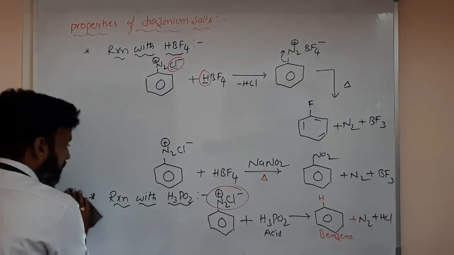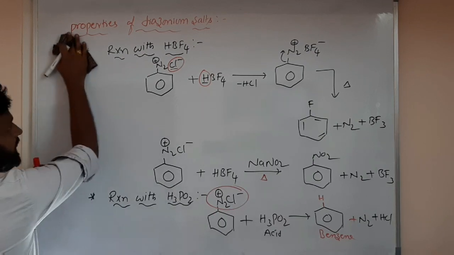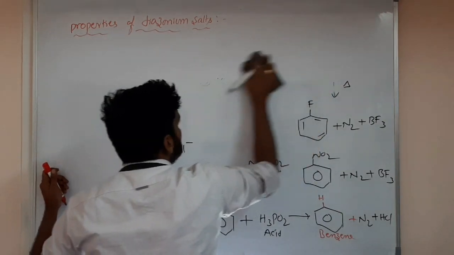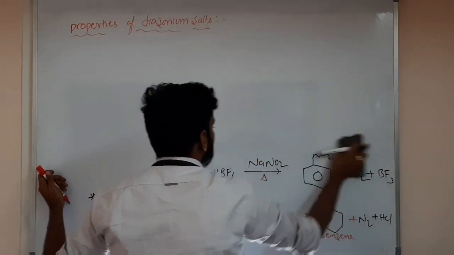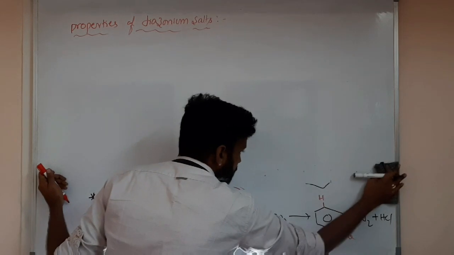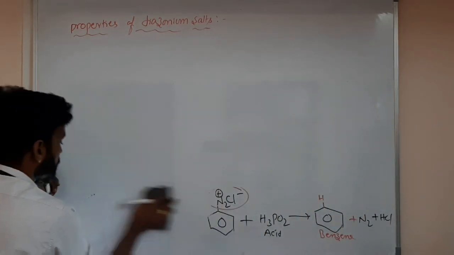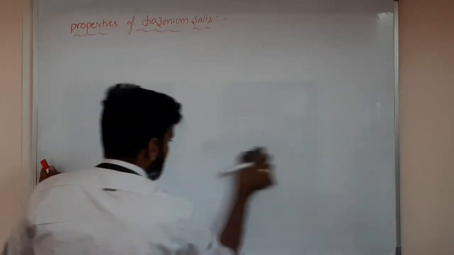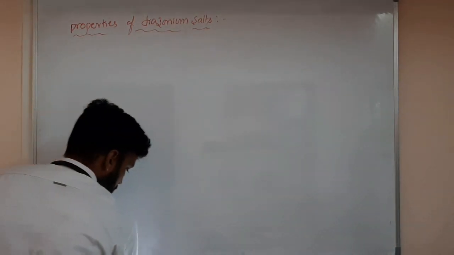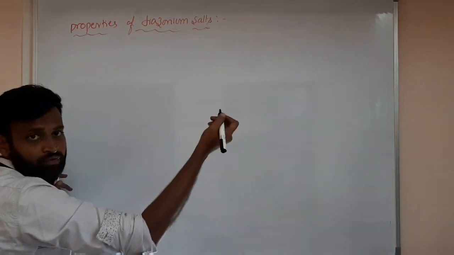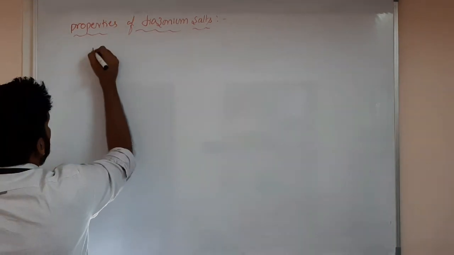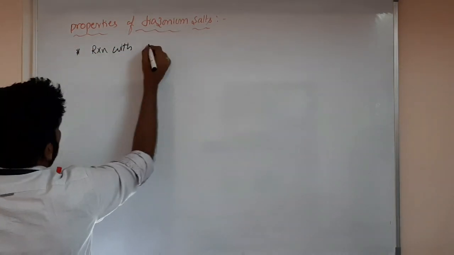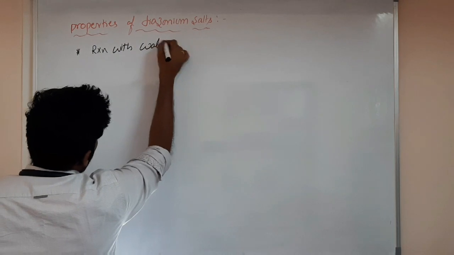Understood? Reaction with HBF4 is over. Next we have to discuss the reaction of benzene diazonium chloride with water and alcohol. We have two more, that's it. Sandmeyer is over, Gattermann is over, and how to get fluorobenzene and iodobenzene is over. Next, reaction with water.